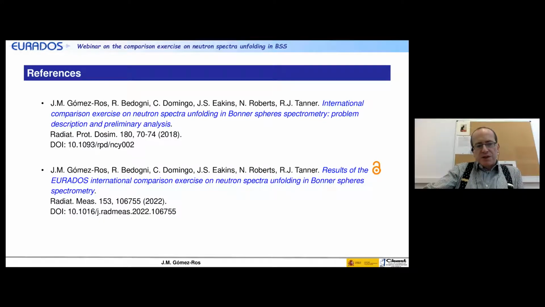All the results and the details on this exercise have already been published. The first paper, published in Radiation Protection Dosimetry some years ago, is a description of the exercise. And I think even more useful for all of you could be the second paper, published a few weeks ago in Radiation Measurements, discussing the results and containing all the material for this exercise. This is an open access paper that you can download. You can also download as supplementary material all the specifications for the exercise. So I think this second paper could be useful in case you are interested in Bonner sphere neutron unfolding.